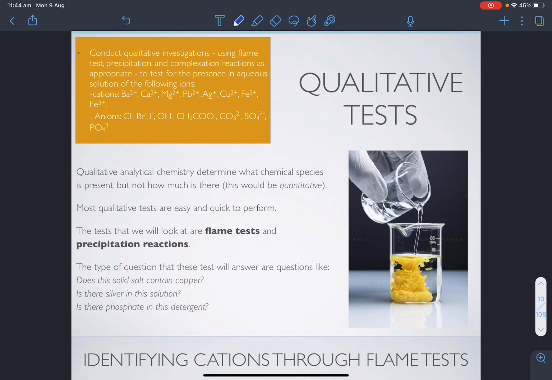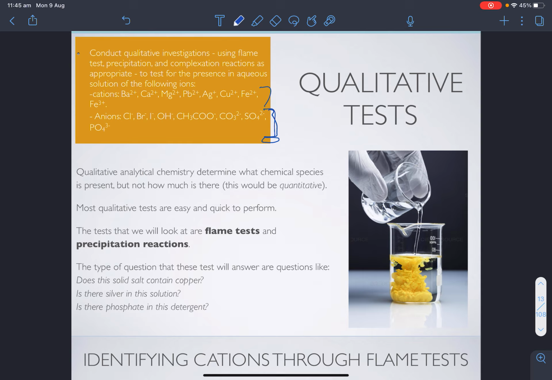Okay guys, next syllabus point, it's a large one. Conduct qualitative investigations using flame test, precipitation and complexation reactions as appropriate to test for the presence in aqueous solution of this list of cations and this list of anions.